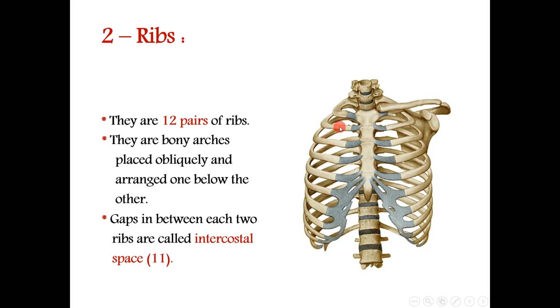Between each rib and the other, we have gaps, spaces. These gaps or spaces are called intercostal spaces. Of course, these spaces are filled with muscles, which are called the intercostal muscles. And these spaces are 11 in number. Why? Because the last rib, the 12th rib, has no rib below it. So the space below it is called the subcostal space, but the intercostal spaces are 11.